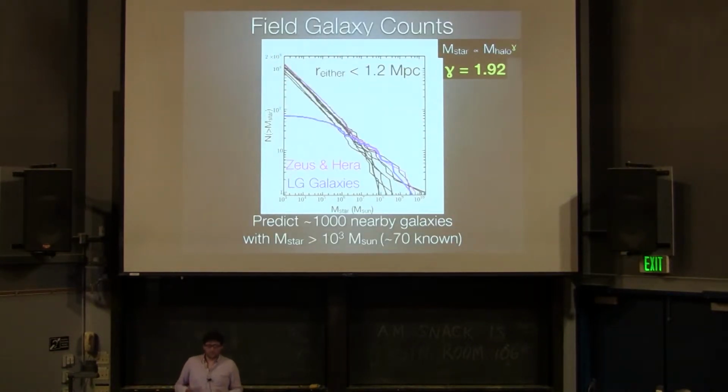Now we can then use that same abundance matching prescription and look further out, because remember, we've taken pains to be uncontaminated, even out to 1.2 megaparsecs. And if we do this, then we predict about 1,000 galaxies within this sort of oblong region that's 1.2 megaparsecs of either halo center. Now this fall off here is really just incompleteness. And Zeus and Hera is just one specific pair that we highlight because it happens to agree quite well.